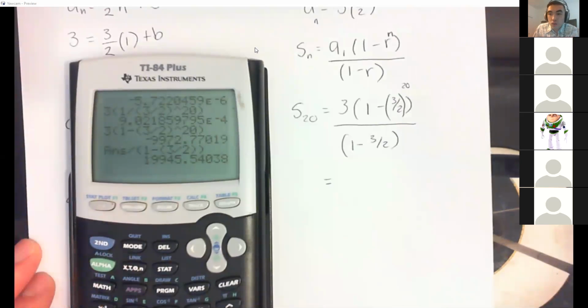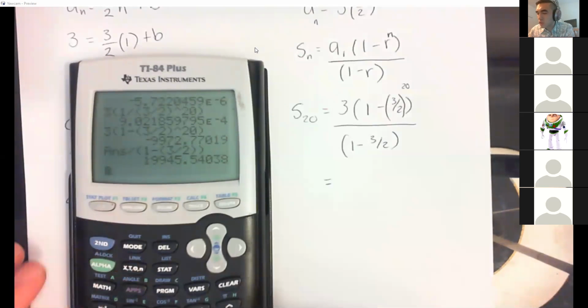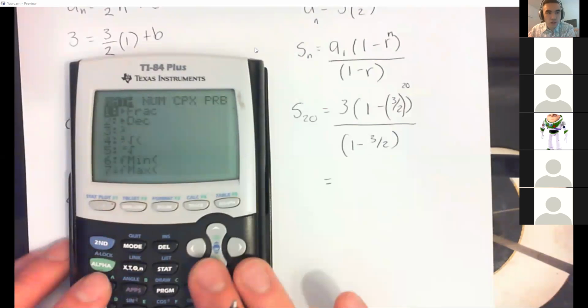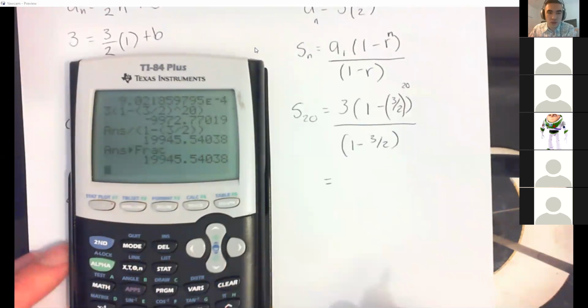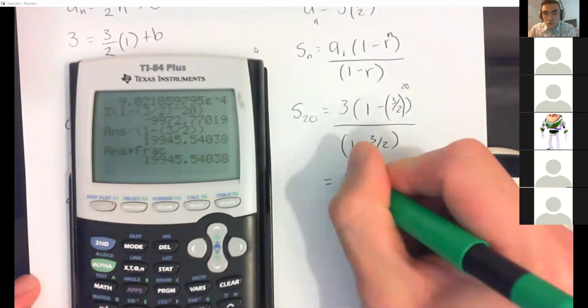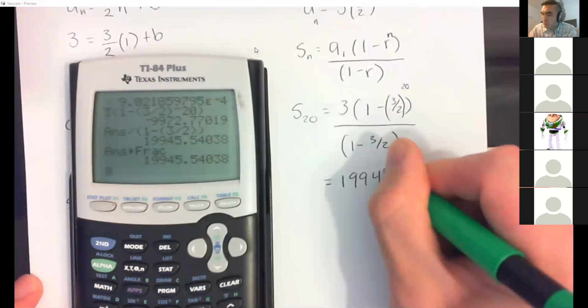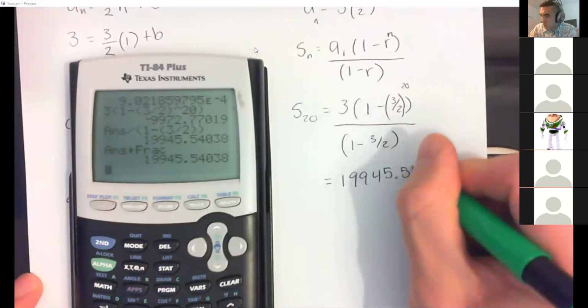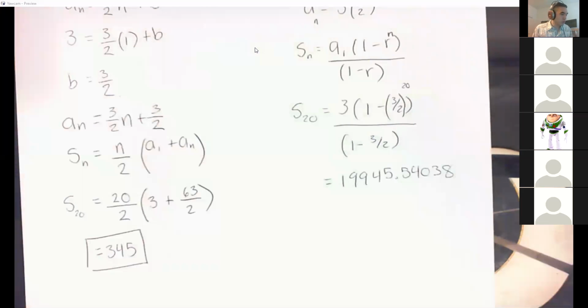Nonetheless, if we were to sum this up, of course, this could be cleanly expressed as some fraction. It's probably too complicated for this calculator to do it. Yeah, it's too nasty for this calculator. But the sum of the first 20 terms here is 19,945.54038. Much bigger than if these two points were just growing arithmetically. Are there any questions on today's warm-up? Is this okay?